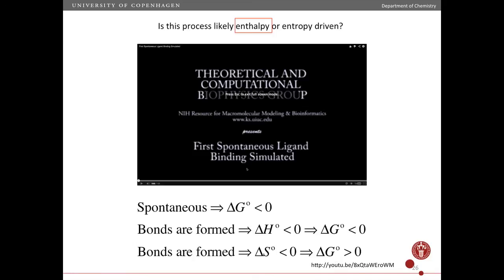So this will make the standard free energy positive. This will make it negative. We know it's negative. So this has to be larger than T times this. And so therefore the process is enthalpy driven.